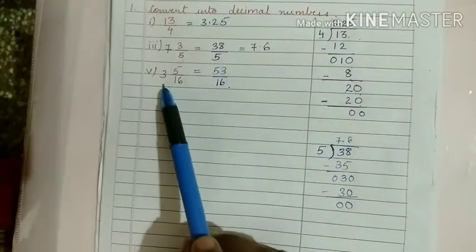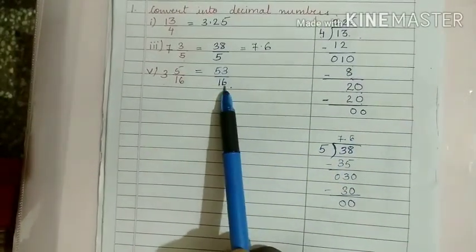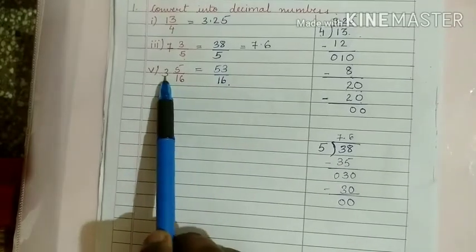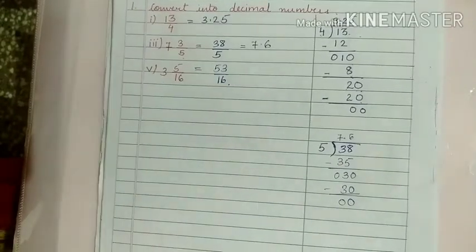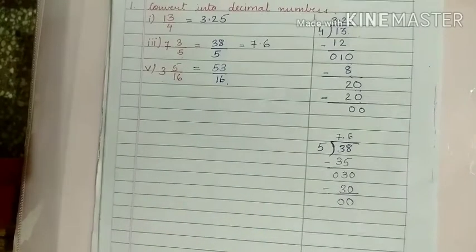Fifth problem is a mixed fraction. First I have to convert it to a normal fraction. 16 into 3 is 48. 48 plus 5 is 53. 53 upon 16.